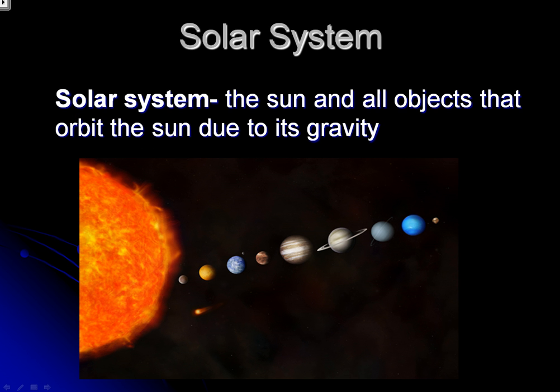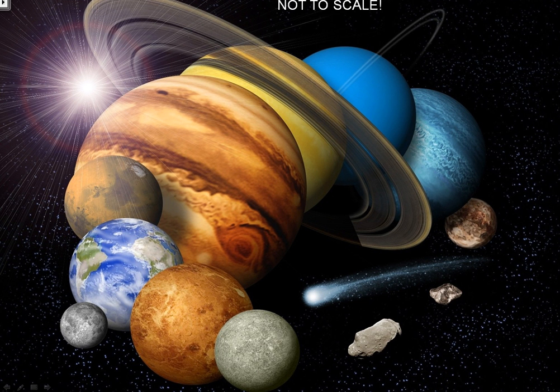Solar system. The solar system includes the sun and all objects that orbit the sun due to its gravity. These are some rather pretty images, completely not to scale, of various objects that do orbit the sun, that do belong to the solar system, including the sun, planets, comets, and asteroids.